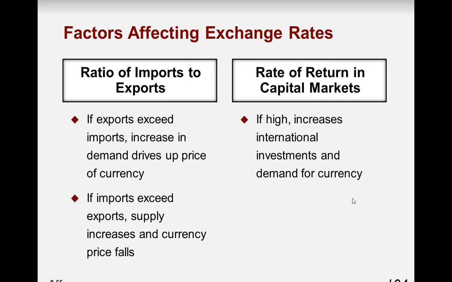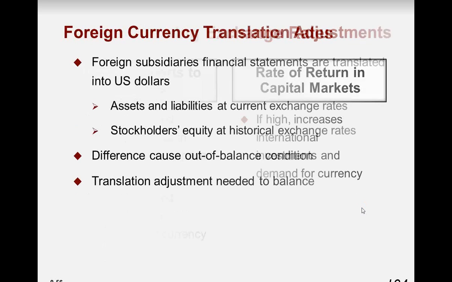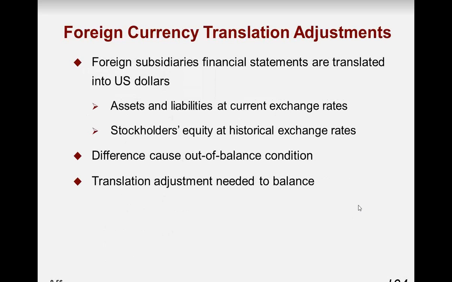If the rate of return in capital markets is high, it increases international investments and the demand for the currency. So for instance, I will tell you, you'll run into some multiple choice questions about currency. That's really about the extent of what you run into, some multiple choice questions.